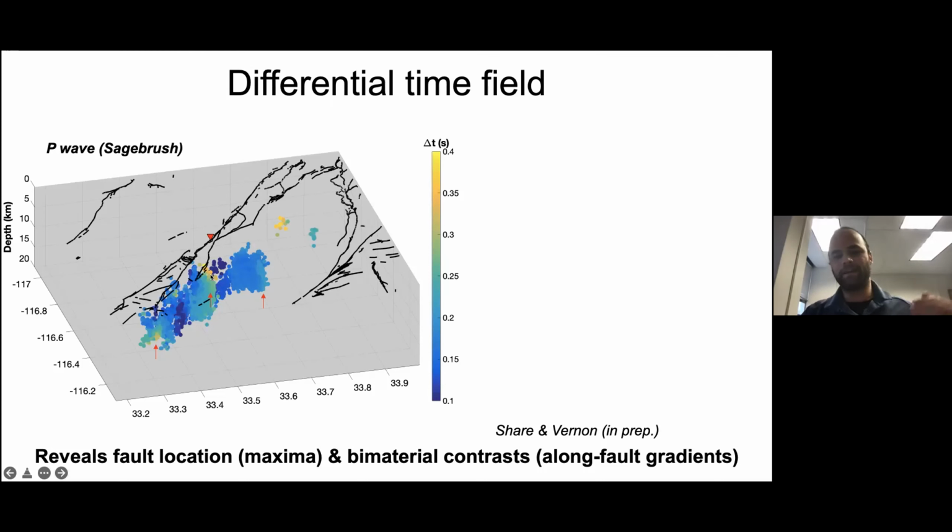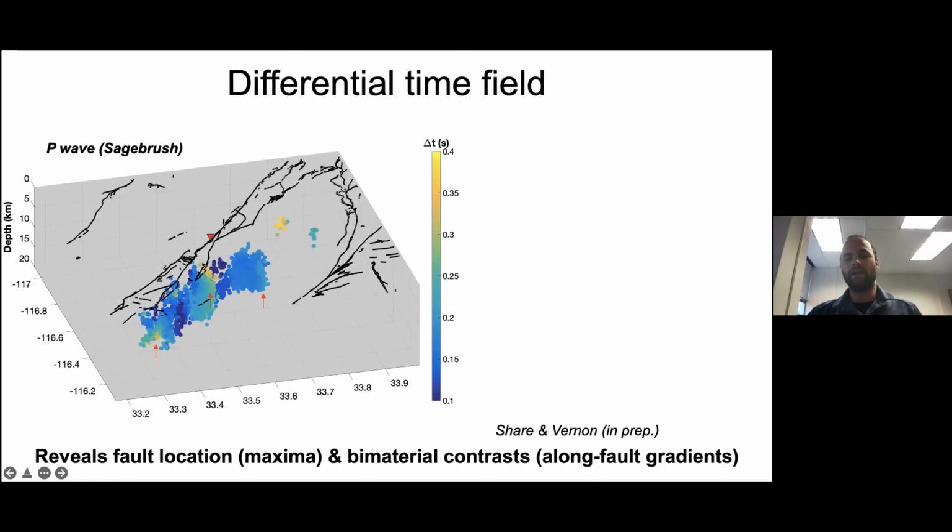And as you can see, there are almost peaks and troughs within this differential time field. The thing that I'm busy with right now is quantifying correctly where the peaks and troughs within this differential time field are, and then pinpointing where the fault is. And once I know where the bimaterial fault is, I can pinpoint more clearly what the velocity contrast along that patch of the fault is.